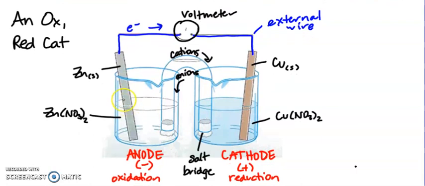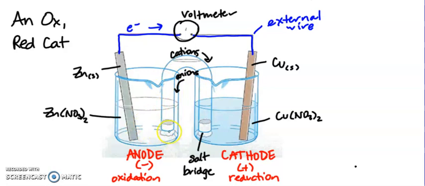zinc solid right here, and the electrons are leaving it, right? They're going up and through the wire. And when the electrons leave the zinc, we're left with cations of zinc, which then go into this solution, which will react with the anions that are coming over of the nitrate. So you're making more zinc nitrate.